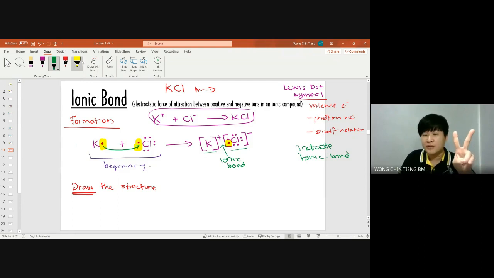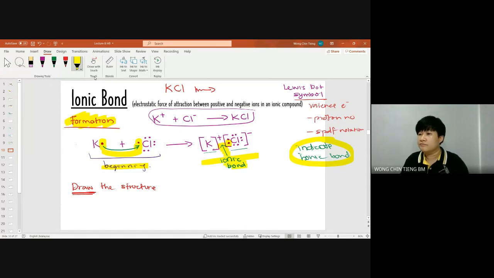So, two keywords that you need to know. Formation. Kalau formation means you need to have from the beginning, what happened, what do you produce. Yang pertama, formation. Yang kedua, when the question asks you to indicate the ionic bond, is the label and then name the bond. Boleh? Senang. Like this, 3 markah. Easy. Super easy marks. 1 mark untuk the Lewis dot symbol. 1 mark untuk this arrow. 1 more mark is the product.